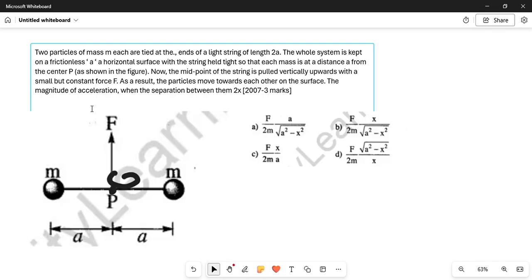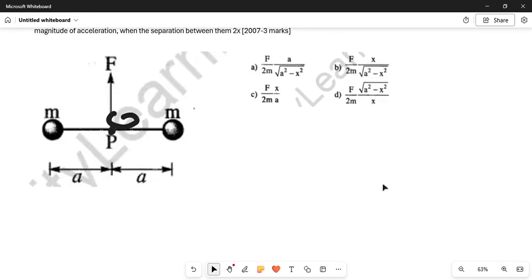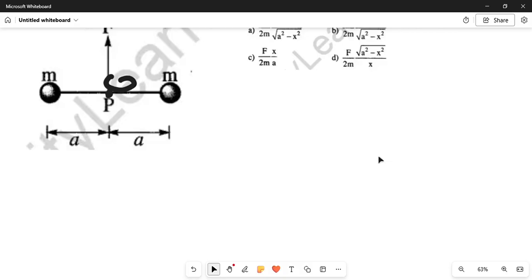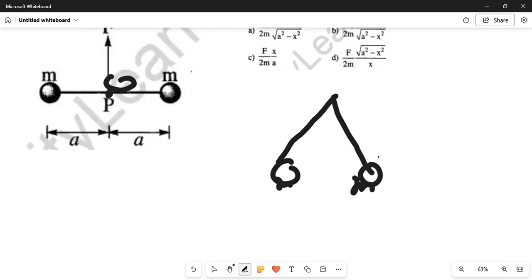and I have to find the magnitude of acceleration when the separation between them is 2x. At that condition, when the two particles move towards each other on the surface, I have to find the magnitude of acceleration when the separation between them is 2x. So now the picture will be this way. This is mass m and this is mass m, and the force is this, the constant force F.